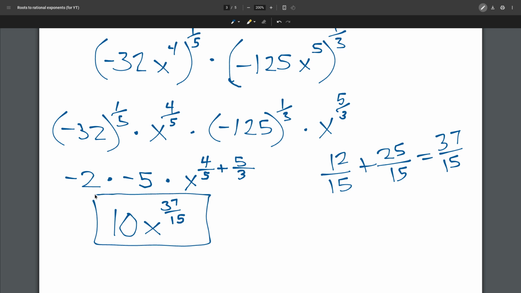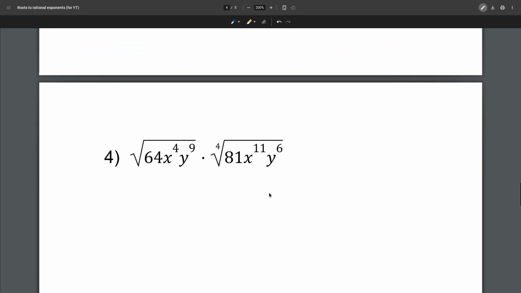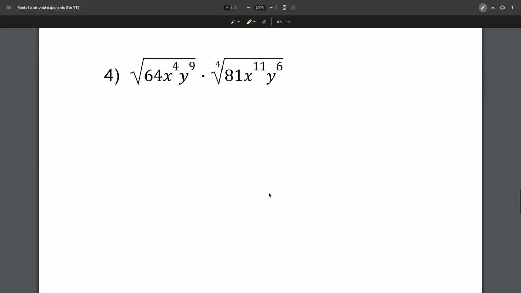Pretty cool. All right, let's keep going. All right, problem 4. We've got the square root of 64 x to the 4th y to the 9th times the 4th root of 81 x to the 11th y to the 6th. Okay, so let's write this as 64 x to the 4th y to the 9th to the 1/2 power.